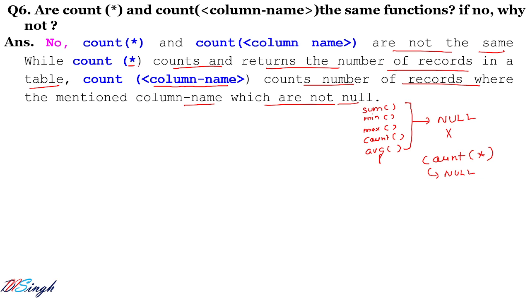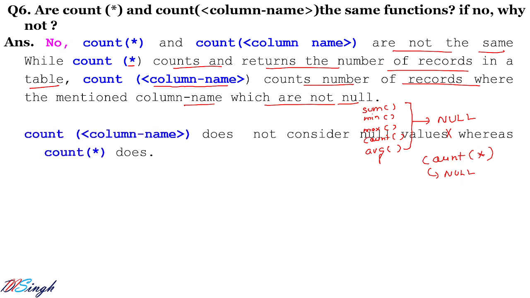Count star counts all the records in the table, but count column name counts all the records in that column which are not null. Very important. I hope now it is clear what is the difference between count star and count column name. Count star counts number of records in the table, but count column name counts number of records in that particular column which are not null. Let us move to the next question.